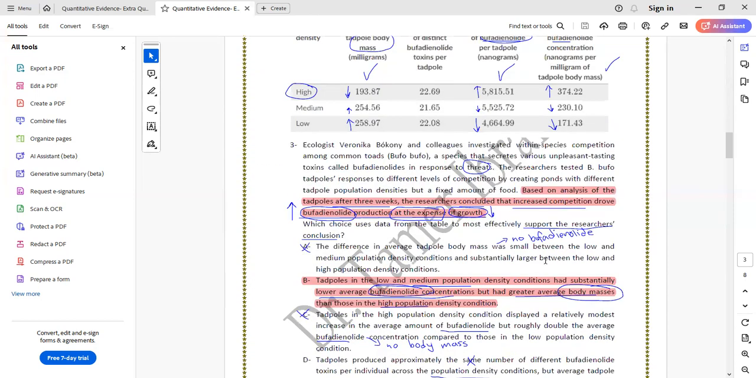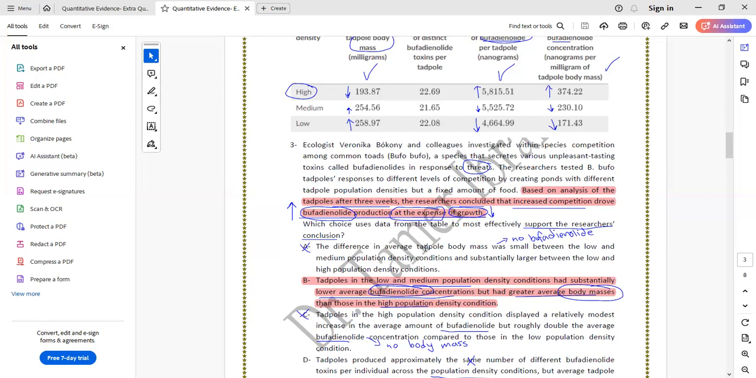Number 3, what we want is to support the researcher's conclusion. Let's find it. Based on the analysis of the tadpoles after 3 weeks, the researchers concluded that increased competition drove povidonolide production at the expense of growth. So when the competition increases, the povidonolide will increase and the growth will decrease. I don't need to read more. I just want to find this.